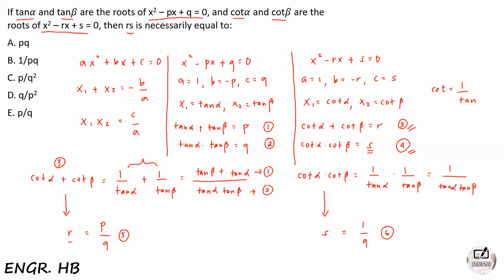Now we have both r and s, so we just multiply equation 5 and equation 6. r times s is equal to p over q multiplied by 1 over q, which is equivalent to p over q squared, which happens to be letter C. So again, rs is equal to p over the square of q.